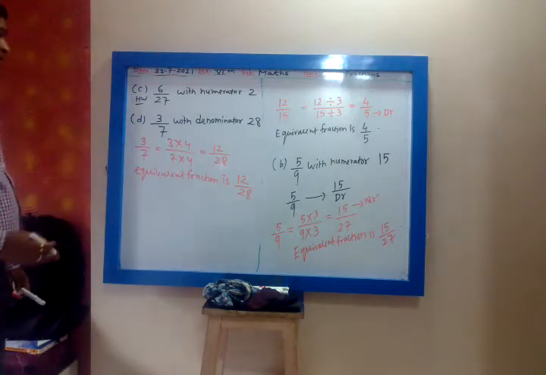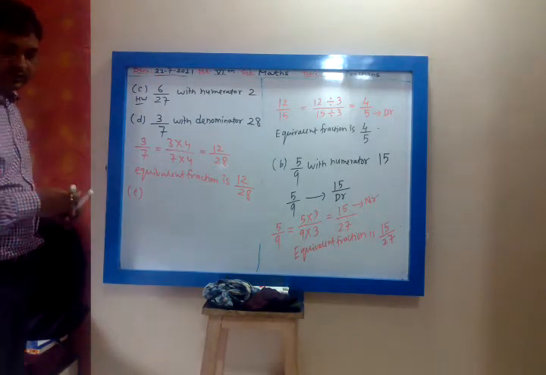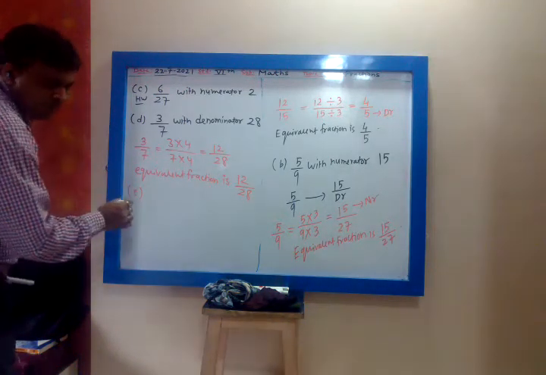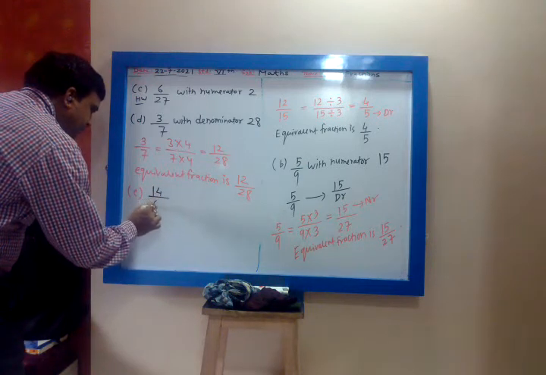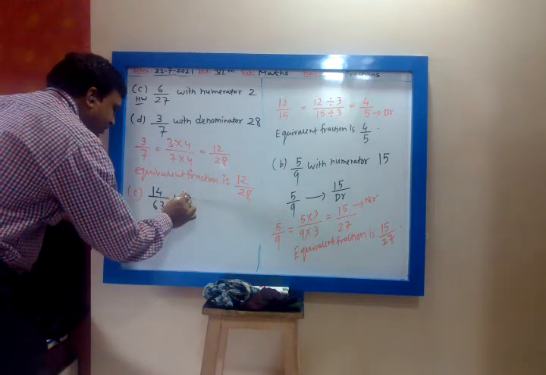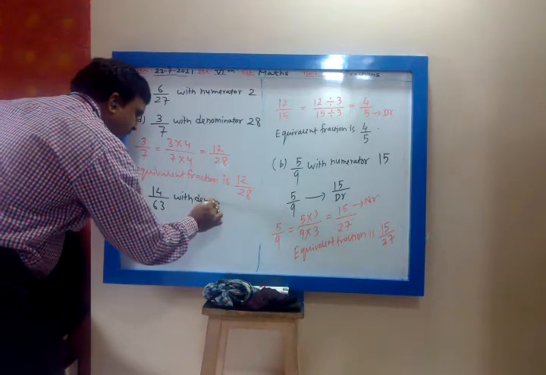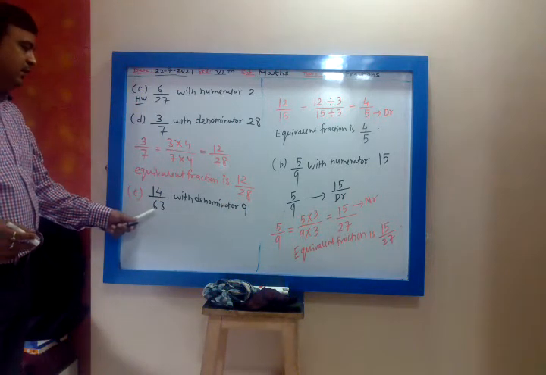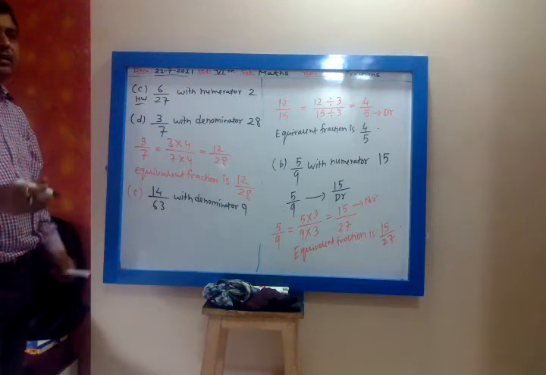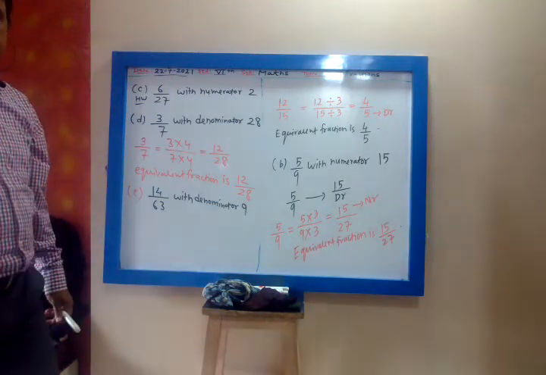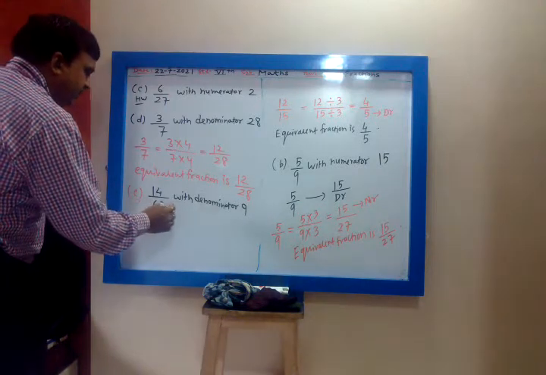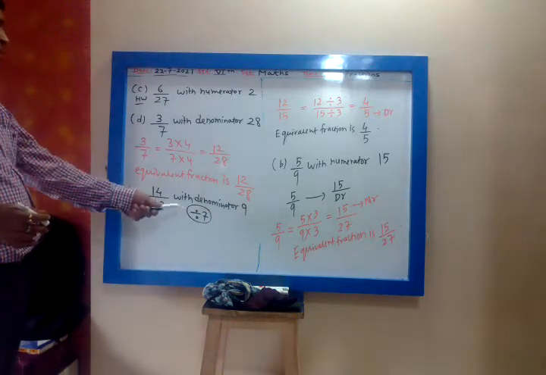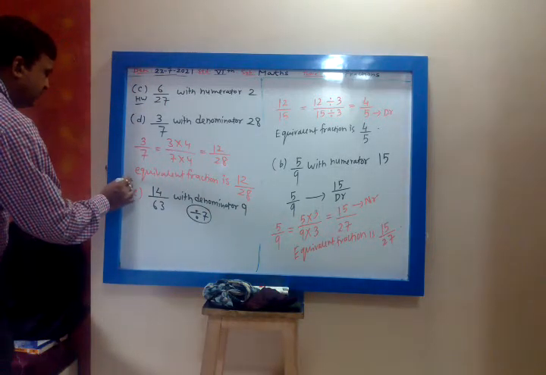Okay. Then E part. 14 upon 63 with denominator 9. What is my denominator? 63, and you want denominator 9. When you divide 63 by 7, you get 9. I am giving you the hint: divide each one of them by 7. So this E will be homework, you can do it.